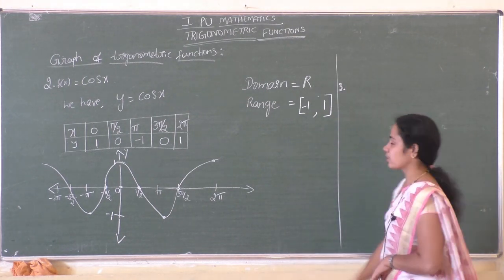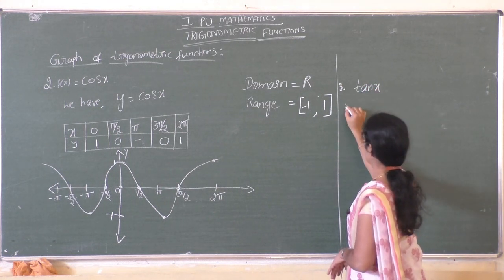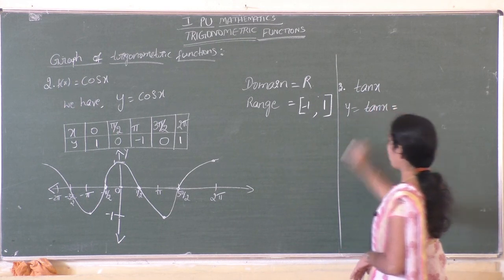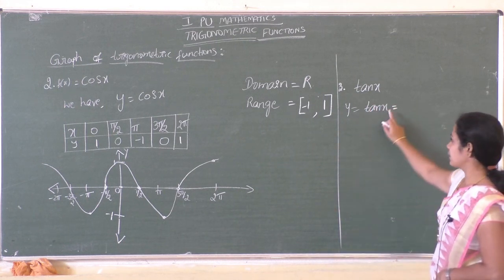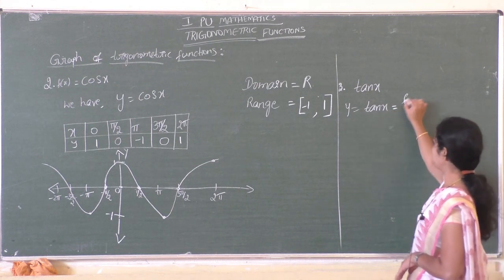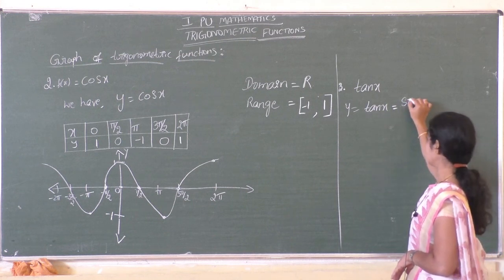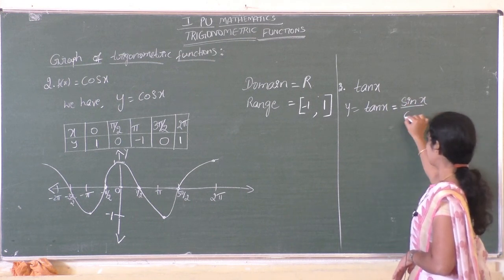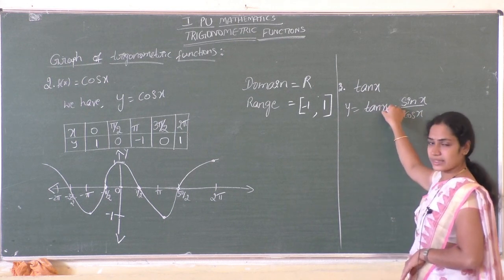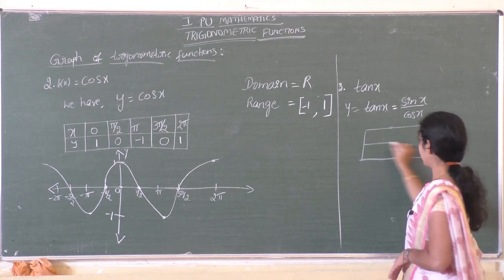Let us discuss the third one, that is tan x. We can write y is equal to tan x, or f of x as tan x. What is tan x? Tan x can be defined as sin x divided by cos x. If you know the value of tan x directly, we can do the standard value table.